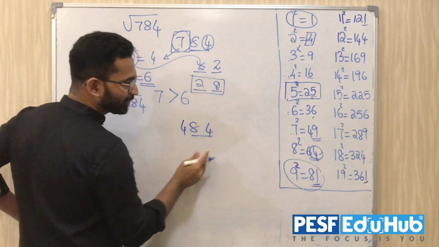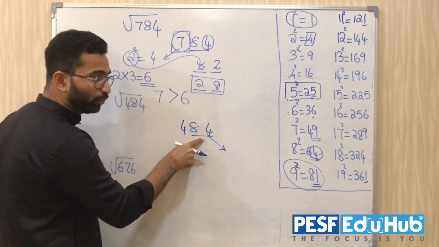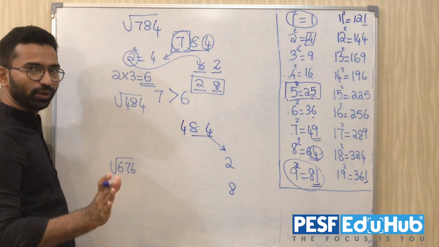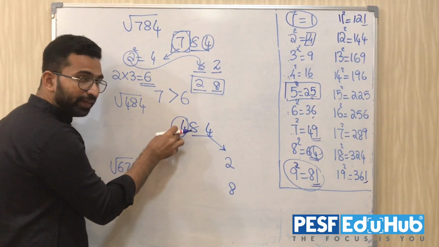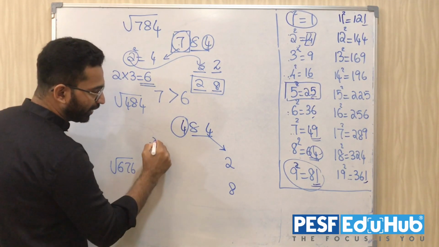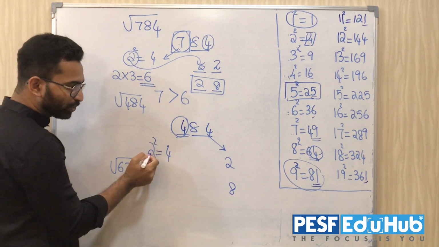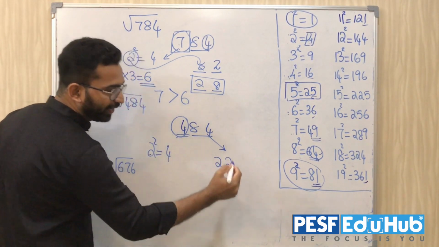484. The last two digits are 8 and 4. Since the last digit is 4, I know that the answer is ending with either 2 or 8. Okay. Now what is the last digit? It is 4. So what is the perfect square value which is near to 4? I know 2 square equals 4, which is exactly equal to this 4. Am I right? Okay, no problem. So 2 will be going here, 22 or 28.